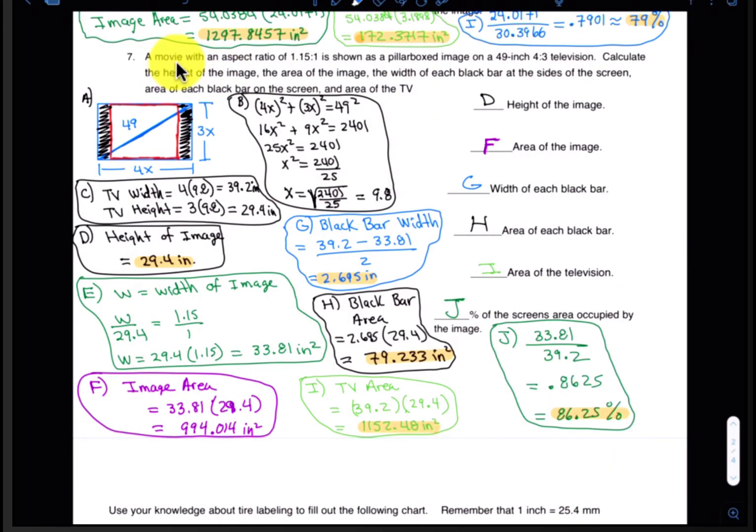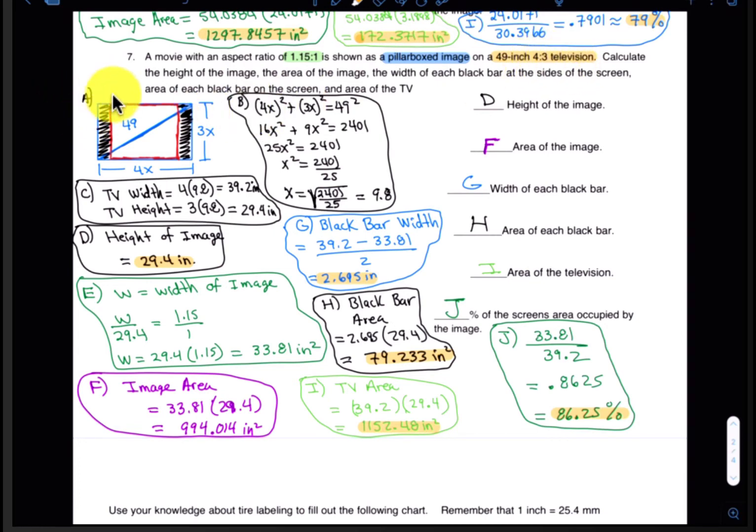Here's number 7. A movie with an aspect ratio of 1.15 to 1 is shown as a pillar boxed image. Just repeating that, the aspect ratio of the movie is 1.15 to 1, and it is a pillar boxed image on a 49-inch screen that has an aspect ratio of 4 to 3.